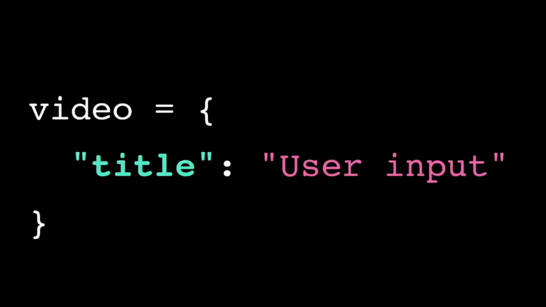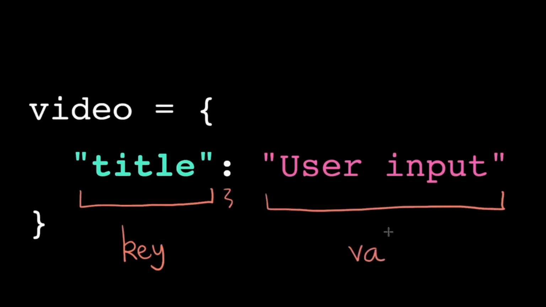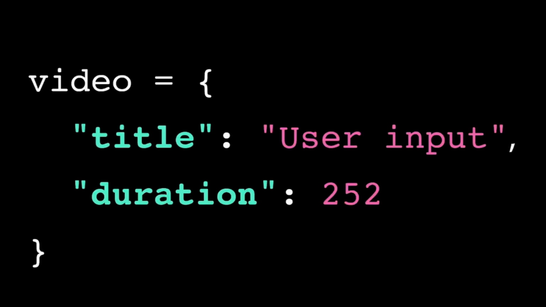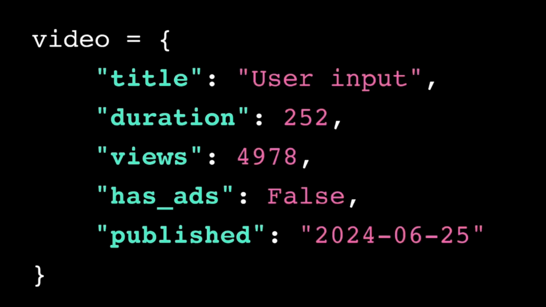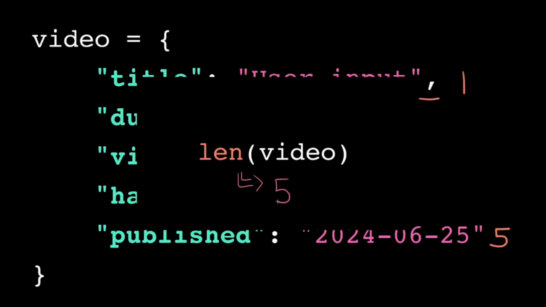To define a new dictionary, we use curly brackets. So here we have an empty dictionary named video. For each key-value pair, we put the key, a colon, and then the value. So this item has the key title and the value user input. We separate the items of a dictionary with commas. So this dictionary has 5 items, or 5 key-value pairs. We can also count the number of items using the built-in length function.